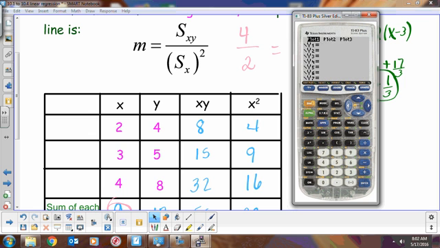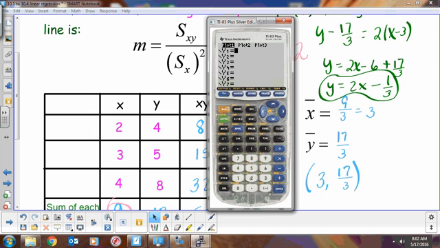All right, so now we're going to go over here. What was our equation? We're going to type in 2x. All right, so the 2's on the wrong side. Minus 1 divided by 3. All right, so let's see how well it fits.